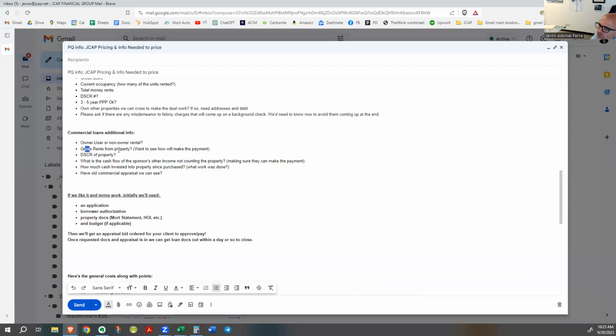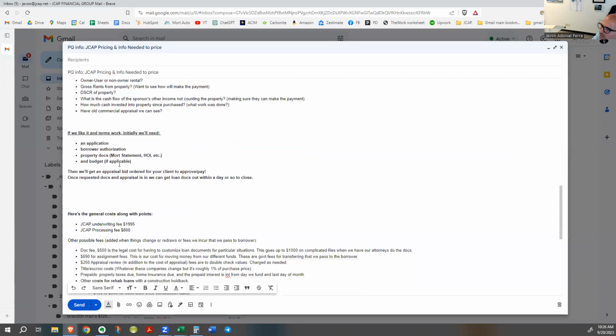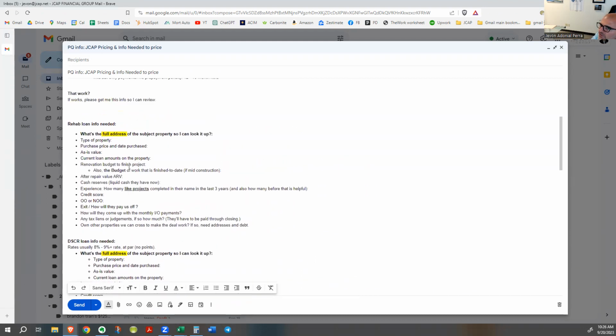So we want to know what the gross rents are from the property. We want to see if the property is cash flowing. Once again, the DSCR of the property. And then does the sponsor have other income that would make sense? Even if it doesn't cash flow, maybe you get all this income from all these other things, and so you will be able to make a payment. Do you have cash invested in the property? Have you done a bunch of work to it that made it better? Do you have an old commercial appraisal? Those are the questions that I'm going to ask. So then these are all the questions.